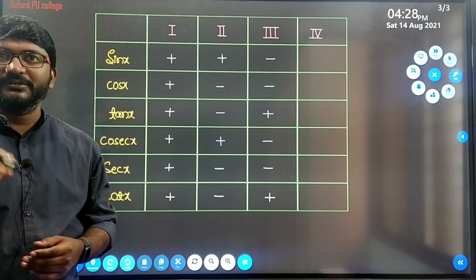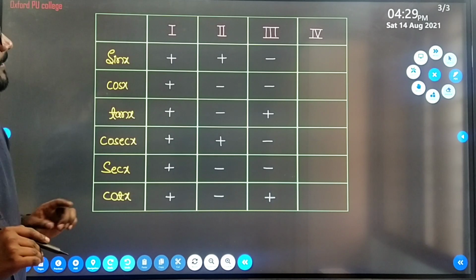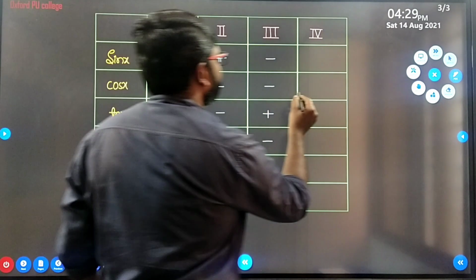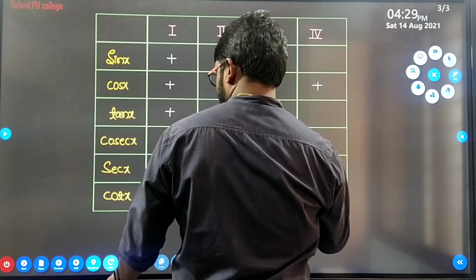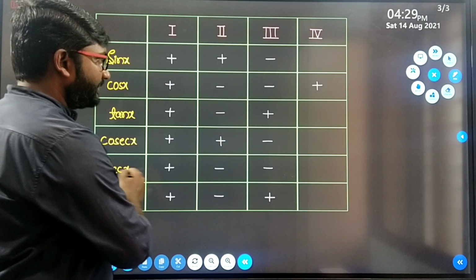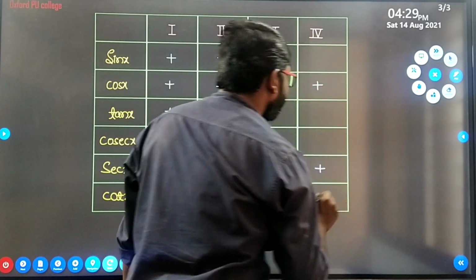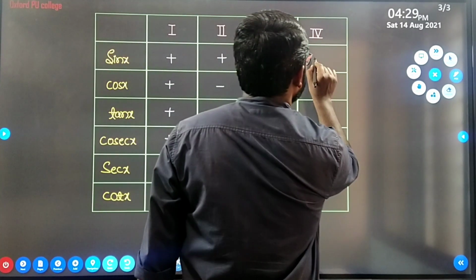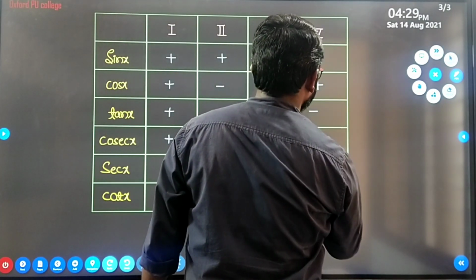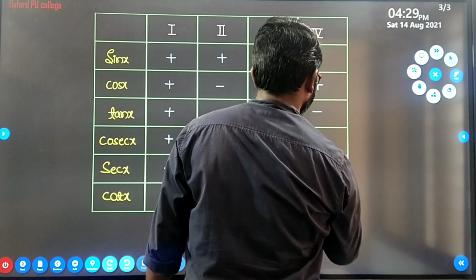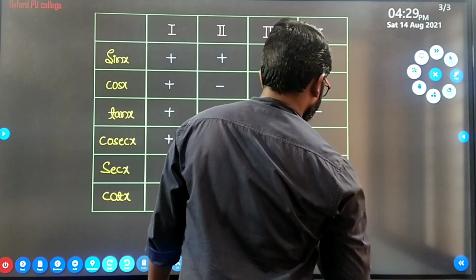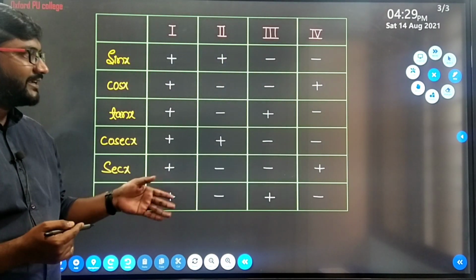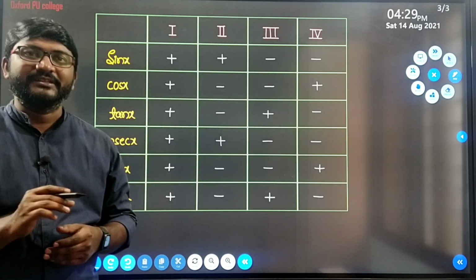Now see the fourth quadrant or the last column of the table. In the fourth quadrant, cos x and secant x are positive. So it is cos x and secant x. Where is secant x? Yes, here it is. So only these two are positive, remaining ratios will be negative. So I'll be writing negative sign here. Yes, we have written that entire information, that is the ASTC rule, in a single table. So this is all about the ASTC rule.